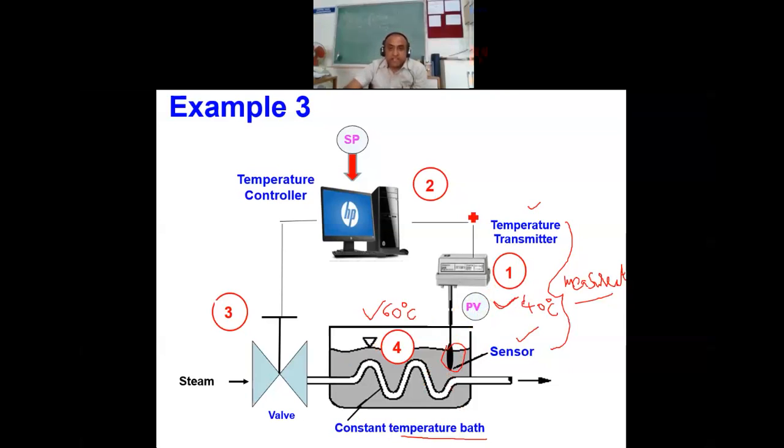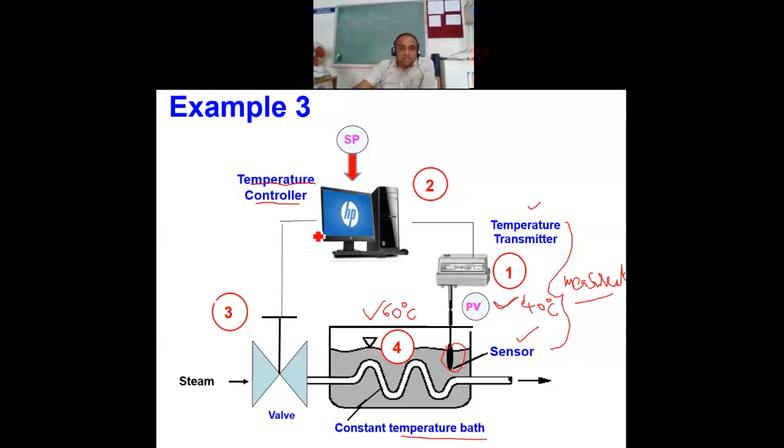You measure it, and with the help of this measurement arrangement, finally the signal goes to the brain. What is the brain here? I call it a controller. Since we are trying to control the temperature, I call it a temperature controller. If you're controlling the pressure, we call it a pressure controller, pressure brain. Temperature brain, pressure brain, like this. Here it is temperature we are interested in controlling.